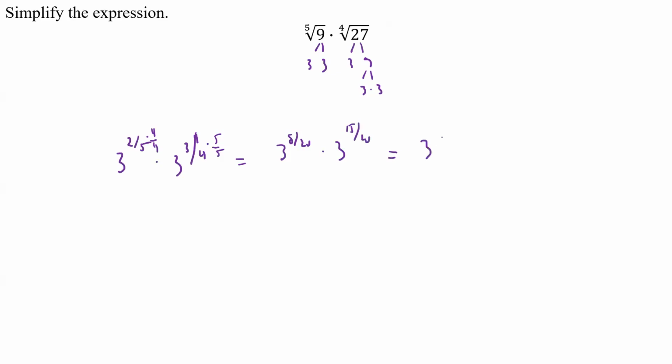So it looks like it's going to be 3 to the 23 over 20. Okay. So that's an improper fraction here because it's bigger on the top. So what we're going to do is take off 20 of them. And so that gives us a 3. And how many are left over? 3. And it's still the 20th root. So it's the 20th root of 3 to the third. And 3 to the third is 27.